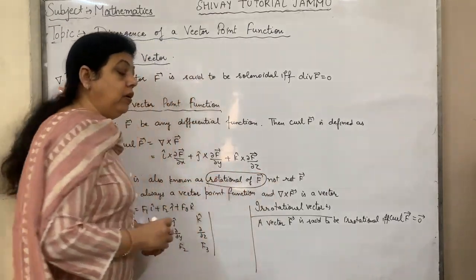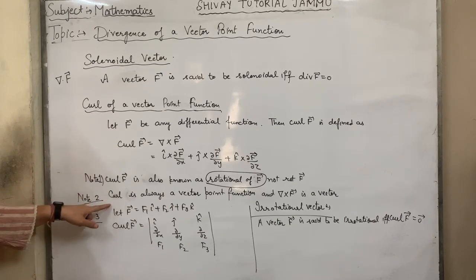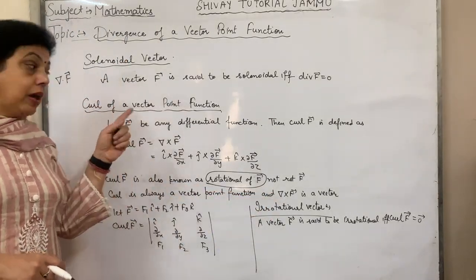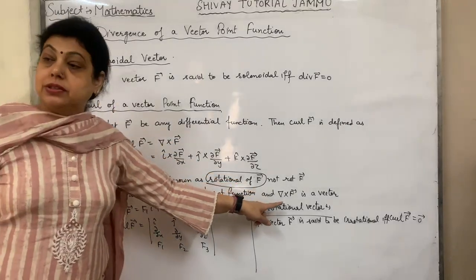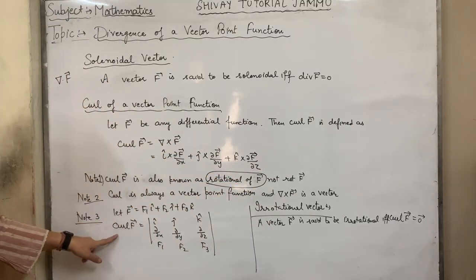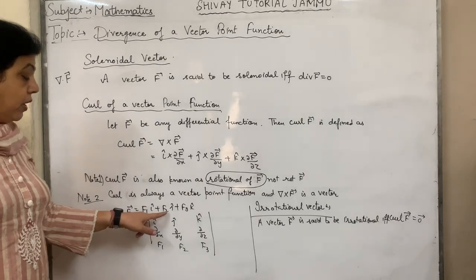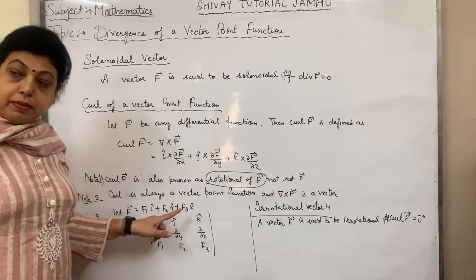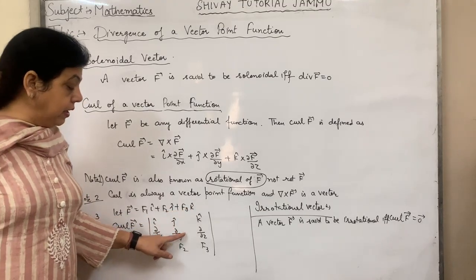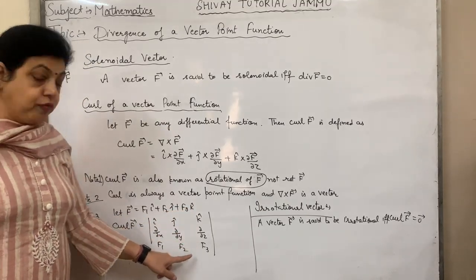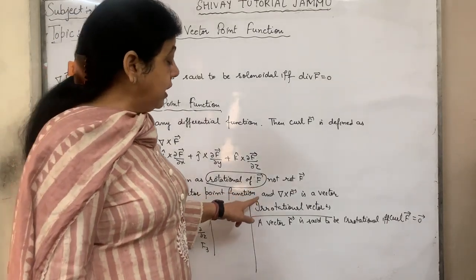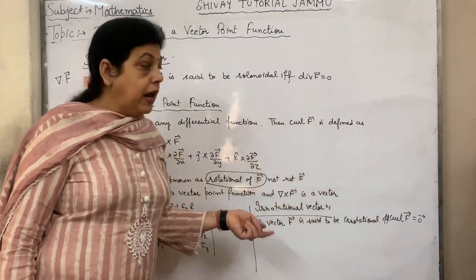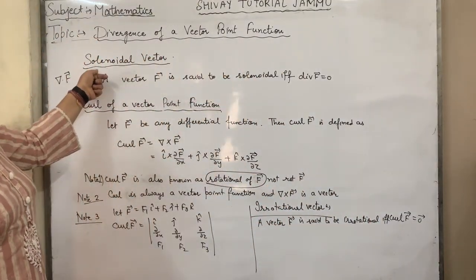Rotational of a function f. Okay. Curl is always a vector point function and del cross f is a vector. Del dot f is a scalar and del cross f is a vector. And how can we find curl f? We have f1 i, f2 j, f3 k. This is the f function. Use the i, j, k determinant method: curly by curly x, curly by curly y, curly by curly z, and f1, f2, f3. And what is an irrotational vector? If curl of f is 0, then it is irrotational. And if div of f is 0, then it is a solenoidal vector.